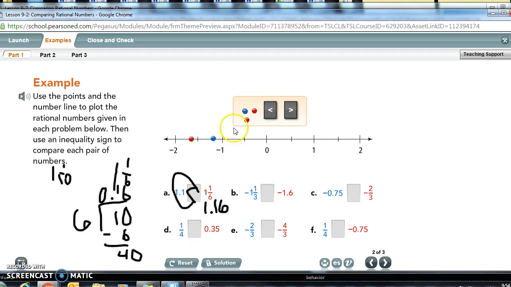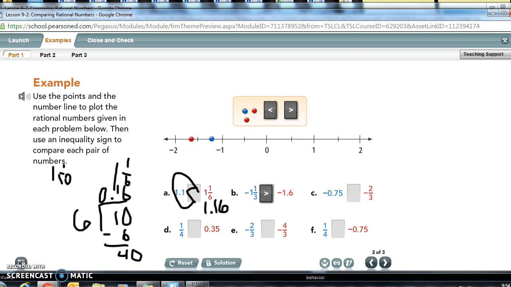Well, which one is bigger, meaning farther to the right? The number farther to the right is the blue one, negative 1 1/3. It is greater than this number because it's farther on the right on the number line. Let's look at this one.